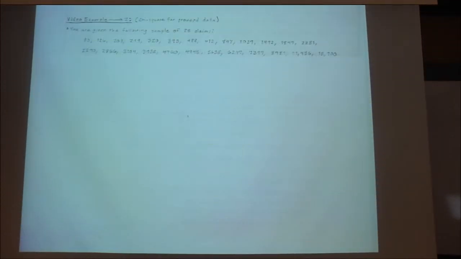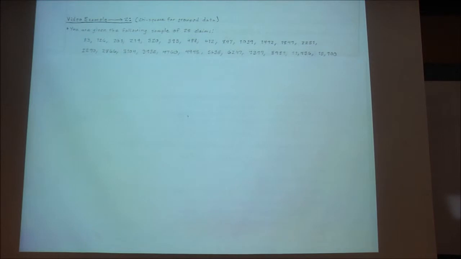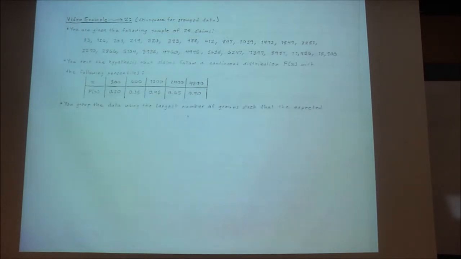Alright, so here's our second example. This is similar to one of the SOA problems we worked. You're given the following sample of 25 claims. There they are. And you want to test the hypothesis that claims follow a continuous distribution with the following percentiles. These are them. You want to group the data using the largest number of groups such that the expected number of claims in each group is at least 5.